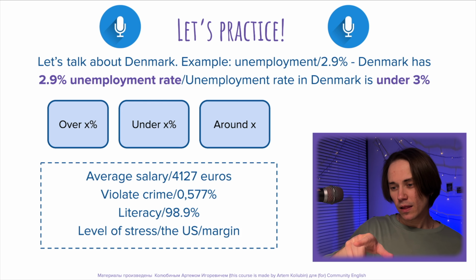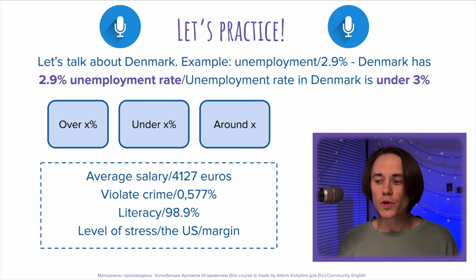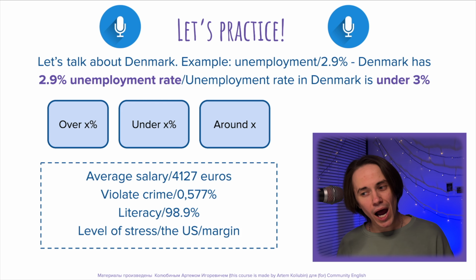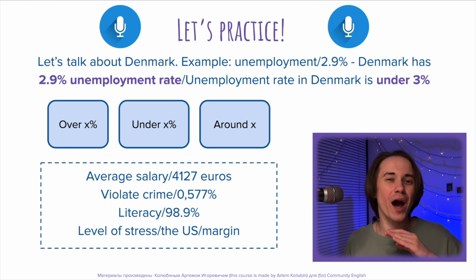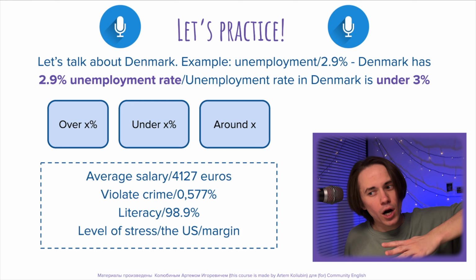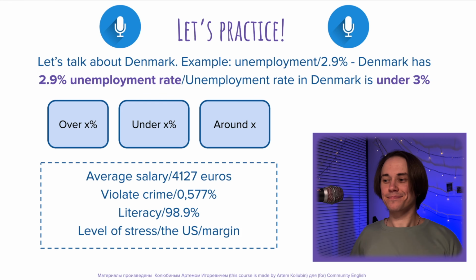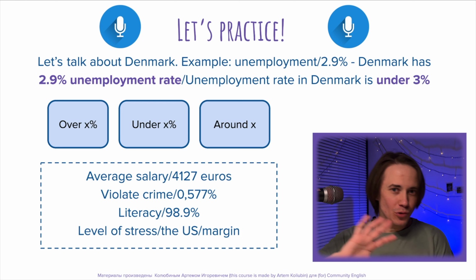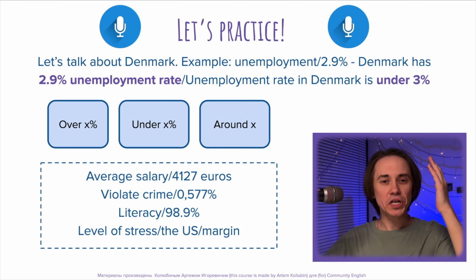And here we can see level of stress, the US margin, and we compare Denmark. So the level of stress in Denmark is lower than in the US by a wide margin, because I think people in Denmark are way less stressed, right? So it's the level of stress is lower than in the US by a wide margin. So hopefully you said it in a kind of similar way, but it's again important to hear that too.